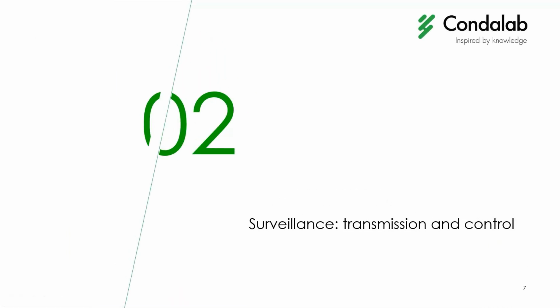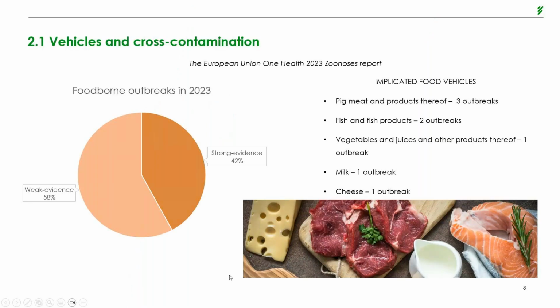Yes, and for that, we're going to talk deeper about the surveillance that is being done for Listeria monocytogenes, and the transmission and the control as well. We've recalled the danger that this pathogen poses to public health. In the One Health report on zoonoses, the latest report, the increase mentioned by Pilar was observed both in cases and notifications, as we can see here on this chart on the left.